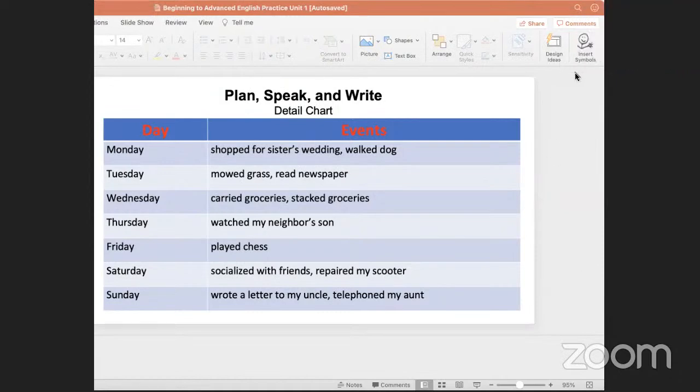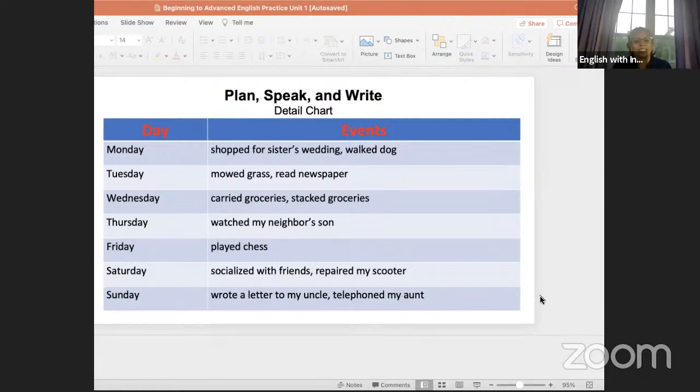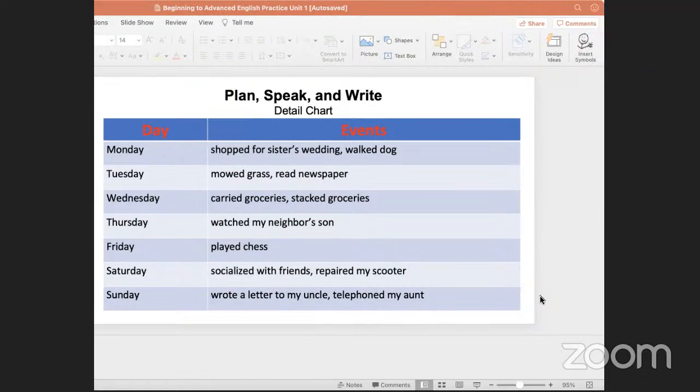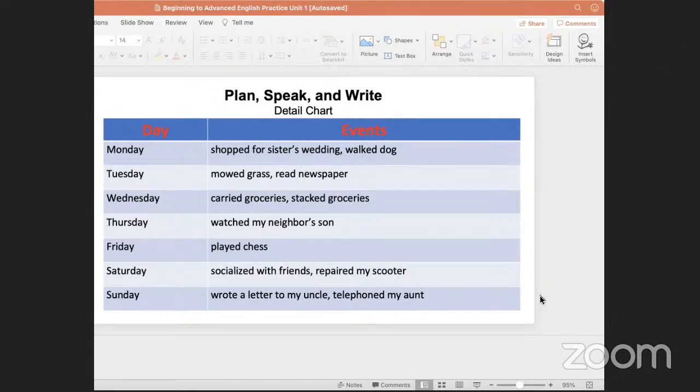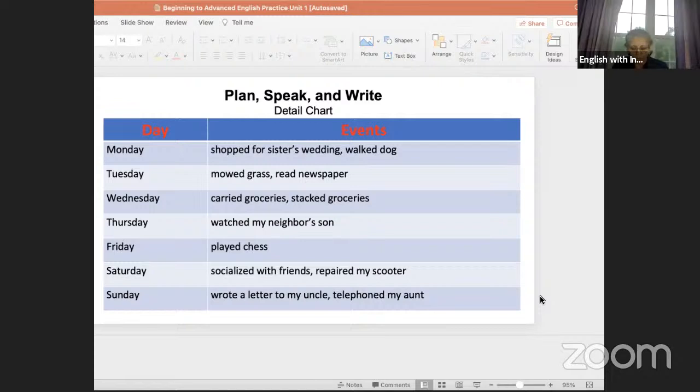Ma'am, on Tuesday, I went to the ATM with my brother and bring the money. Withdraw. Withdraw the money. You deposit the money or you withdraw the money. Yes. So you went out. So you went to the ATM and you withdraw the money.